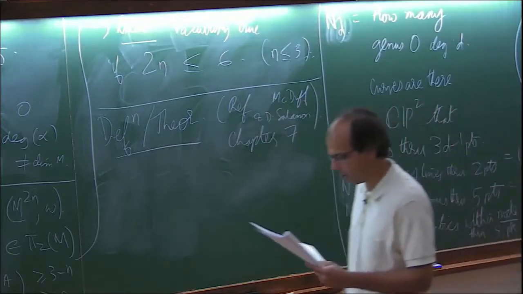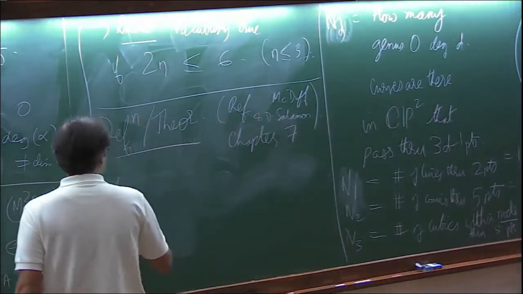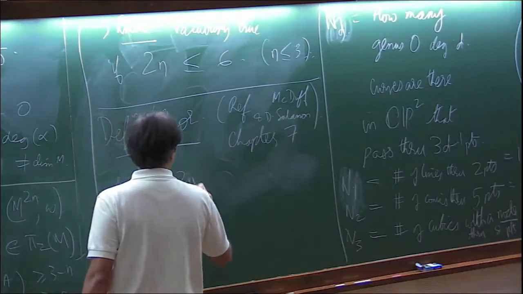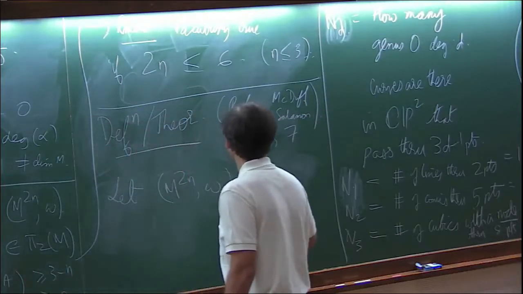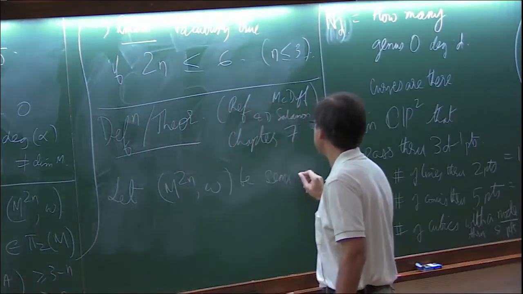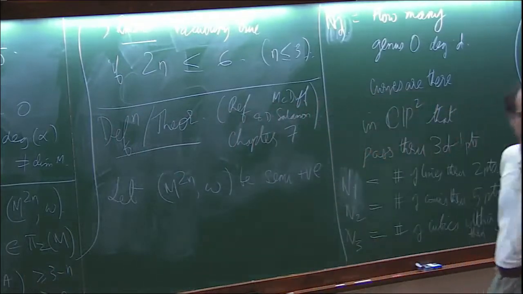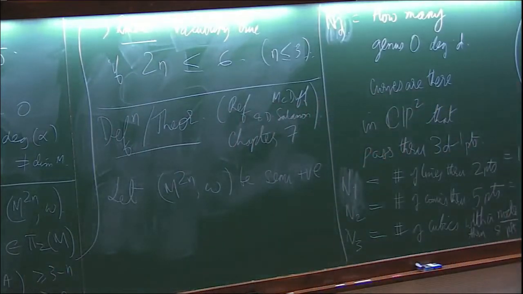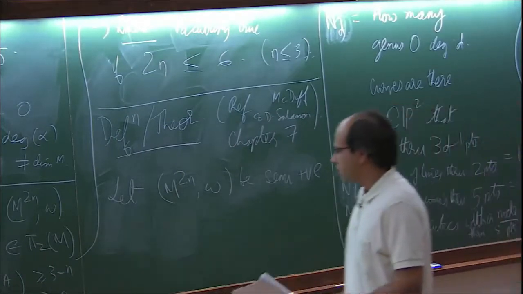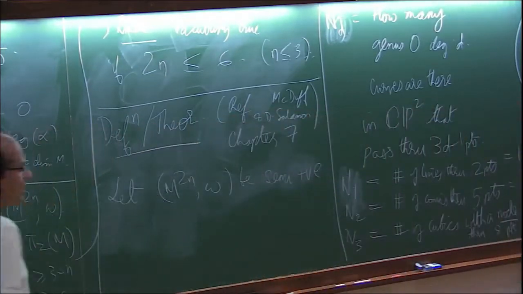So the theorem is this: let M be semi-positive. M is semi-positive, that is not such a restrictive thing, but the next thing I'm going to say is actually a very restrictive hypothesis. A lot of interesting examples do not satisfy that hypothesis.